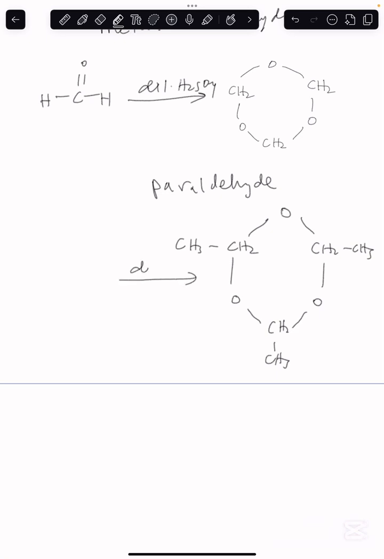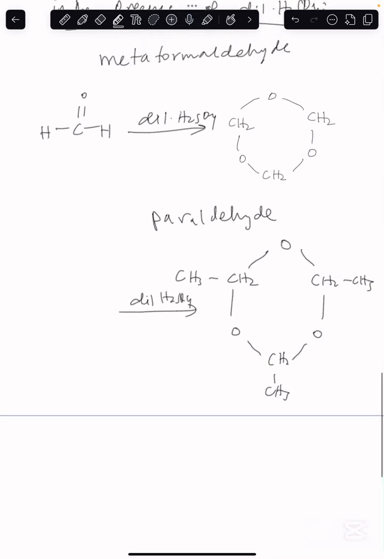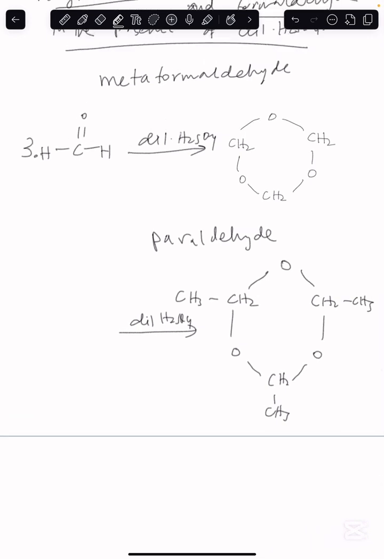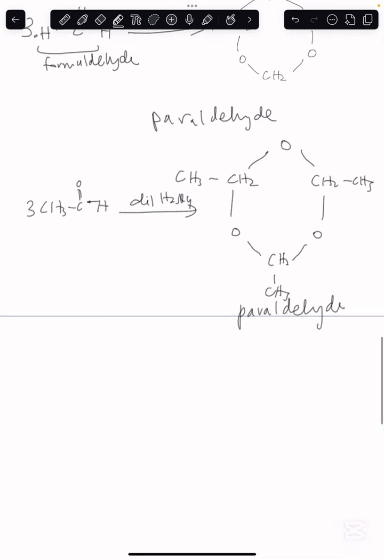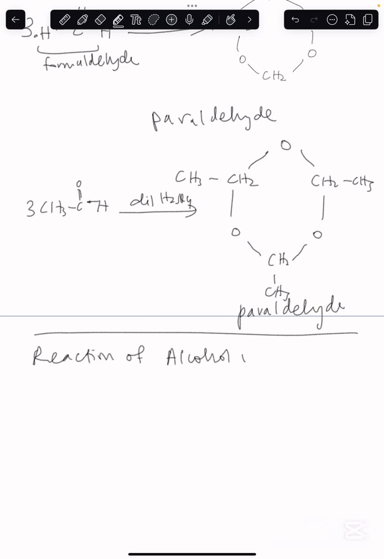So dilute H2SO4, sorry. So what I did was add also 3 over here. So 3 formaldehyde molecules will combine to form metaformaldehyde, and same is the case here. Over here 3 acetaldehyde molecules will combine to form paraldehyde.